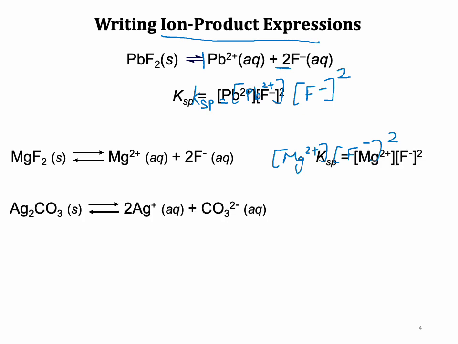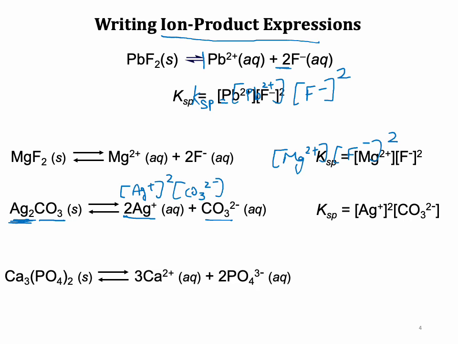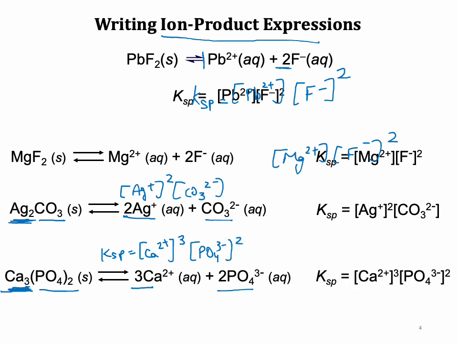For a salt like this, Ag2CO3 would give me 2 silver ions. We see there are 2 silver ions here, so it dissociates to give me 2 silver ions and 1 carbonate. So Ksp is going to be silver ion to the power of 2 because the coefficient is 2, times carbonate. Next is calcium phosphate. Calcium phosphate has 3 calcium ions, so it dissociates to give me 3 calcium, and 2 phosphate. So Ksp is going to be calcium ion concentration cubed times phosphate ion concentration squared, and that is the Ksp expression.